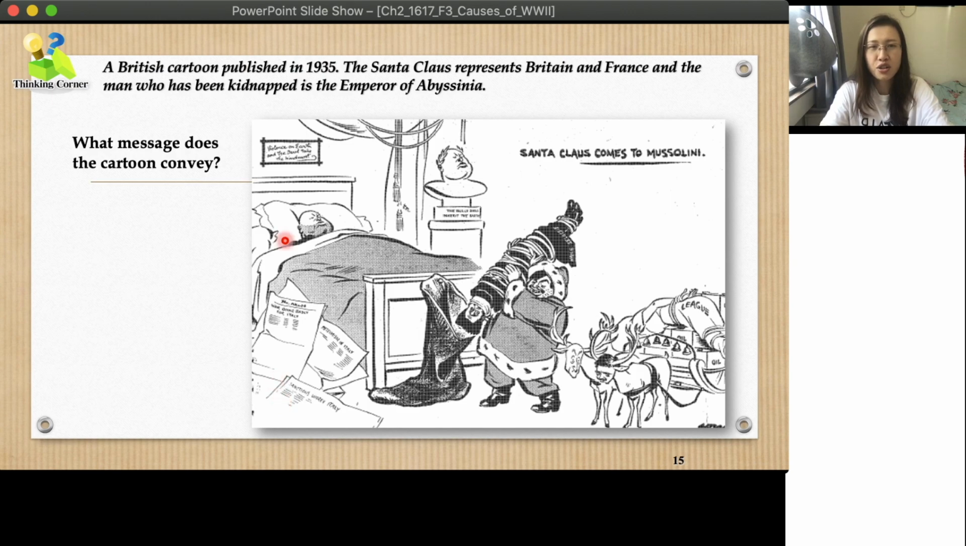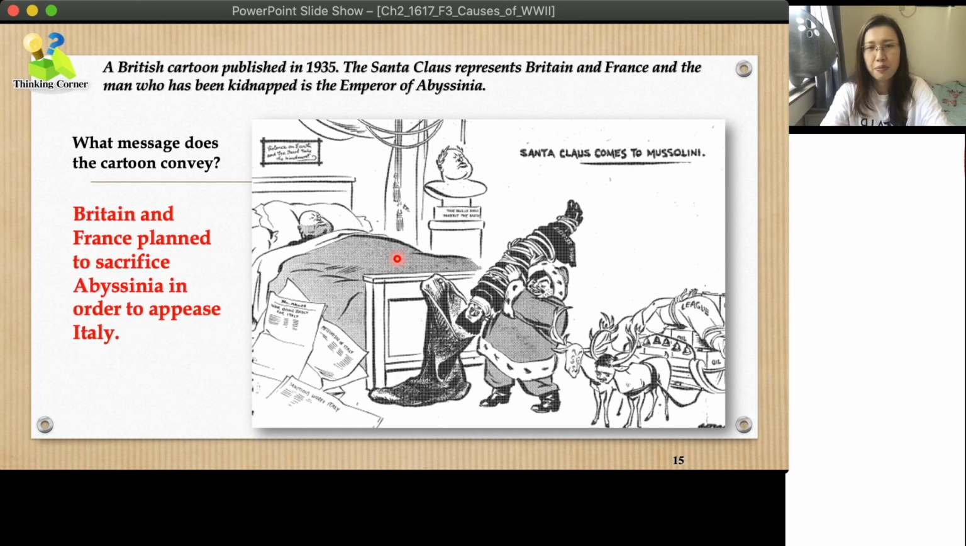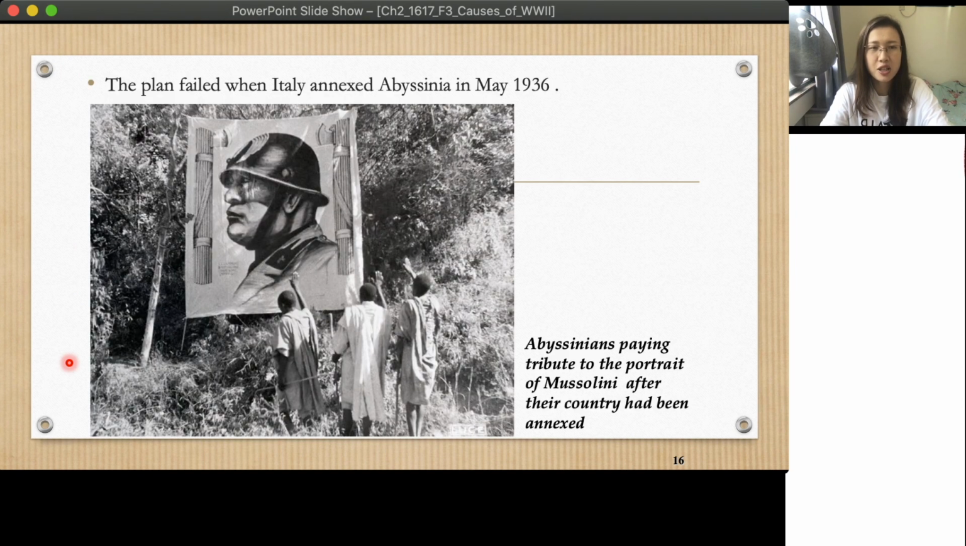So this is a British cartoon published in 1935. The Santa Claus represents Britain and France, and the man who has been kidnapped is the Emperor of Abyssinia. Santa Claus comes to Mussolini. This is a time when Britain and France try to give Mussolini the Emperor of Abyssinia as a Christmas gift, right? They plan to sacrifice Abyssinia in order to appease Italy. And you can see in this picture, the Abyssinians are paying tribute to, maybe you can't believe it, but this is Mussolini, right? So they are paying tribute to Mussolini after their country had been annexed by Italy.